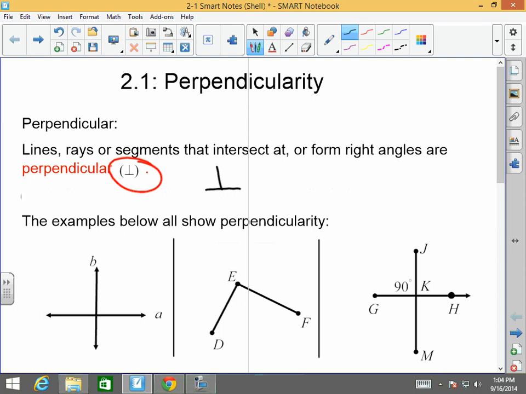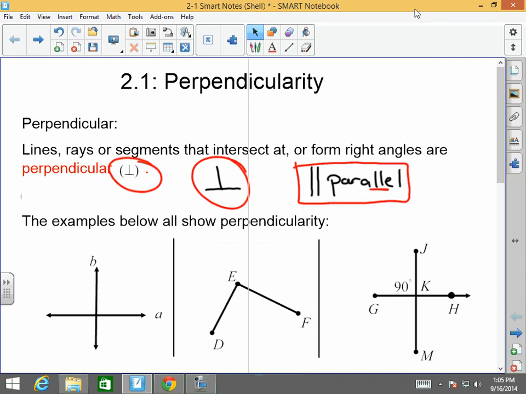Parallel is something else. Parallel would be these two guys right here. I always remember parallel because you spell parallel with two L's, and this looks like two long L's. But today we're dealing with perpendicular. You've got to learn these symbols, just like the symbol of a line or a ray or a segment. These are very important symbols to know.